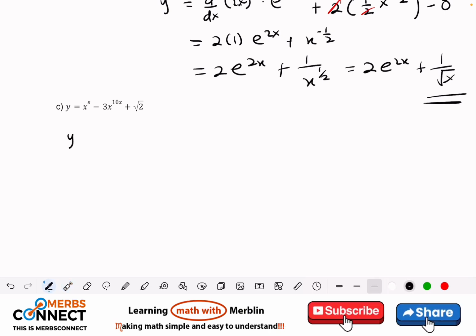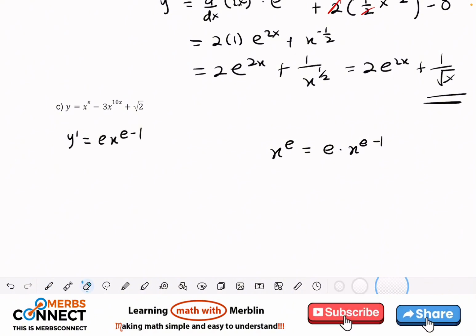So now y prime will be equal to, now remember e is a constant, so it's like you having x squared. How do you differentiate it? It will be 2x to the power 2 minus 1. So if I want to differentiate x to the power e, this will be e dropping down, then I maintain x to the power e, then I subtract 1. So that is how the differentiation is going to be, because e is a constant term. So I'm going to have e x to the power e minus 1.